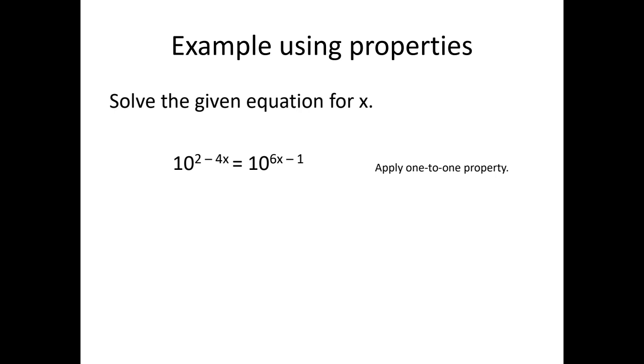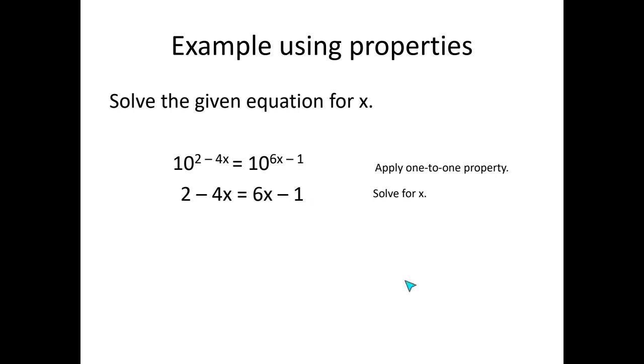So now that we can see that we can use the one-to-one property, let's go ahead and apply it. Since the bases are the same, the property tells us that we can set the exponents equal. So this is my exponent. I'm going to have 2 minus 4x, and I can set it equal to the other exponent, which is 6x minus 1. Now we can solve for x.